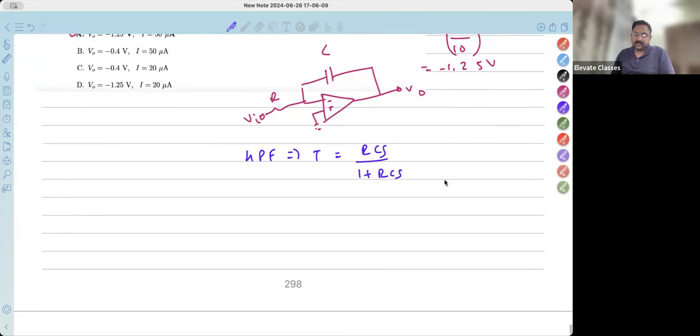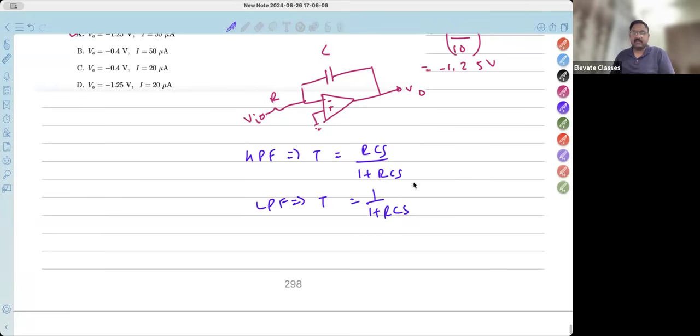Low pass filter के लिए क्या था? Low pass filter के लिए it was just 1 upon 1 plus RCS. For a low pass filter, it was 1 over 1 plus RCS. So just use Laplace. Laplace में कैपेसिटर को हम क्या करते हैं? कैपेसिटर को किससे रिप्लेस करते हैं? 1 by S. Replace it by 1 by S. R is R. And then just treat this as a resistance. Find the transfer function.